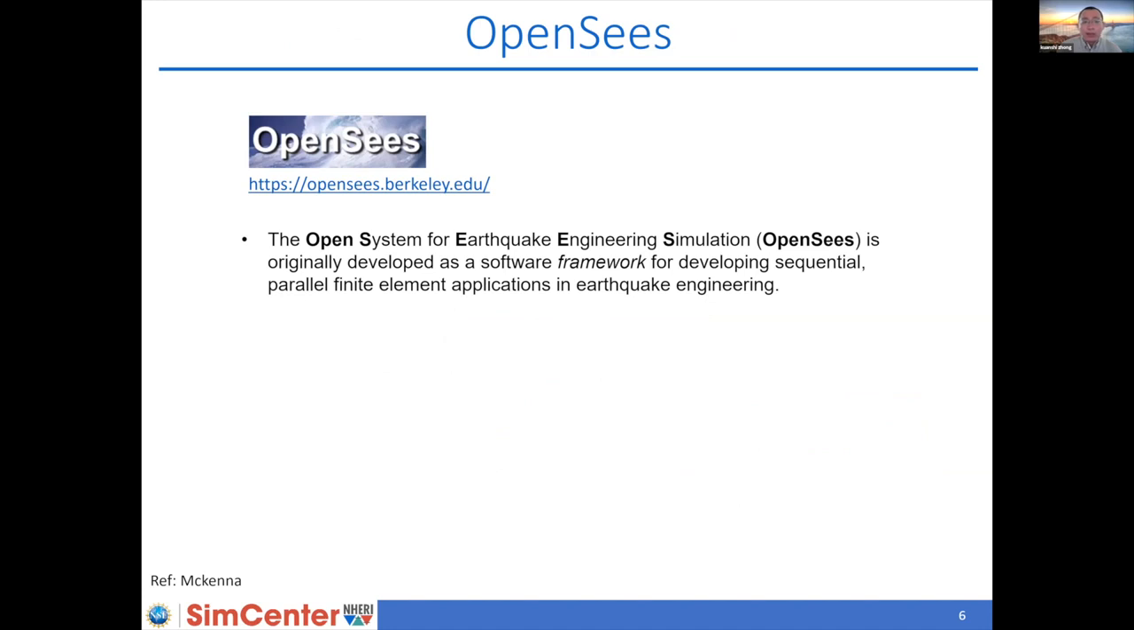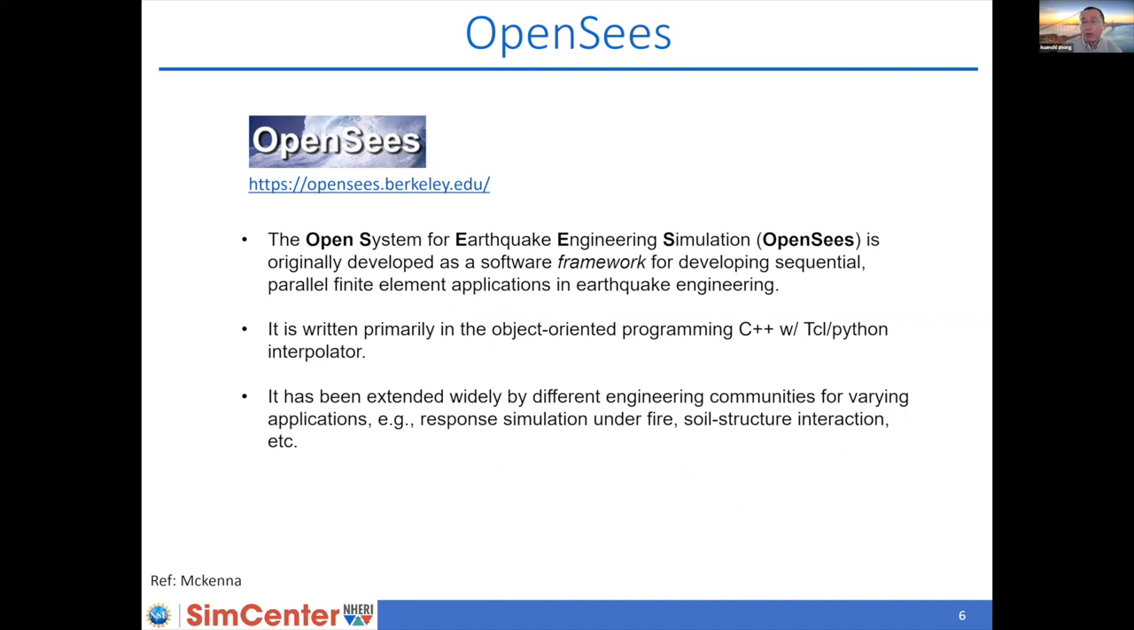OpenSees is the short name for Open System for Earthquake Engineering Simulation, which was originally developed as a software framework for parallel or sequential finite element applications in earthquake engineering. It is primarily written in C++, with Tcl and Python interpreters for users to build their own finite element models. But it has recently been extended widely by different engineering communities for various applications, for instance, response simulations of piles and soil-structure interactions.